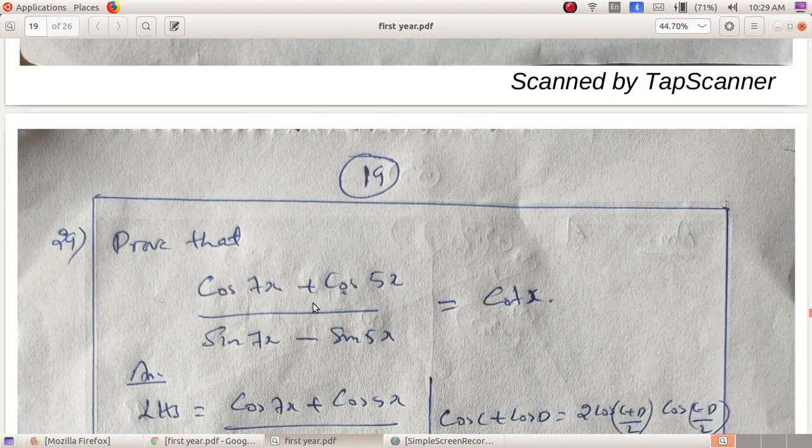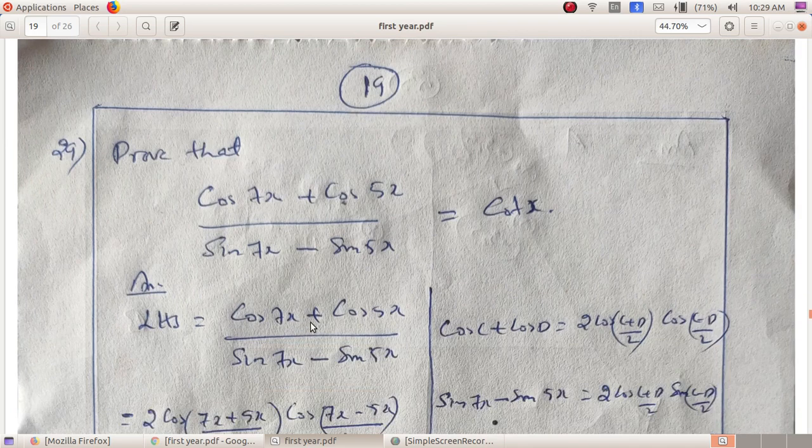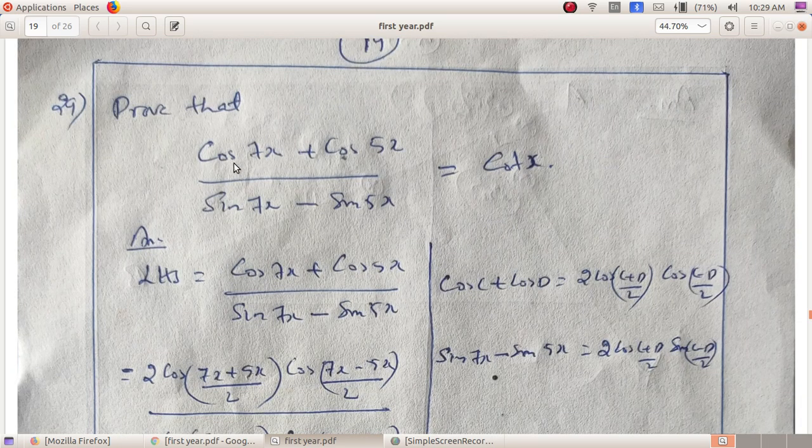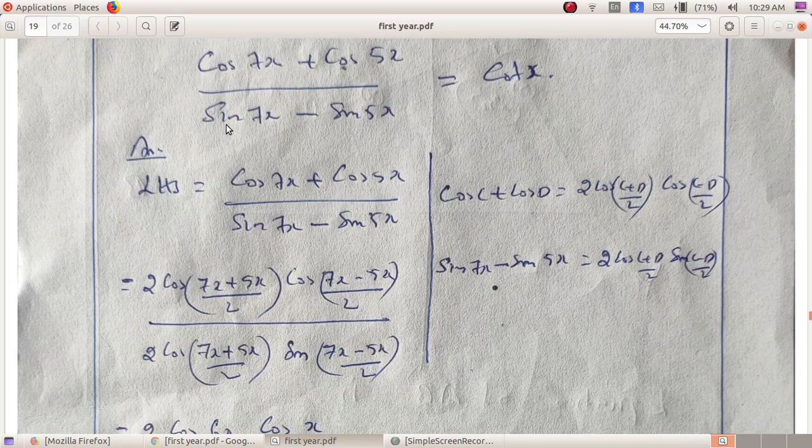Prove that cos 7x plus cos 5x divided by sin 7x minus sin 5x is equal to cot x. We have the formula cos c plus cos d equal to 2 cos c plus d by 2 cos c minus d by 2. Then cos 7x plus cos 5x means cos c plus cos d. You apply the formula 2 cos c plus d. c means 7x, d means 5x. 7x plus 5x by 2, 7x minus 5x by 2 divided by sin 7x minus sin 5x.